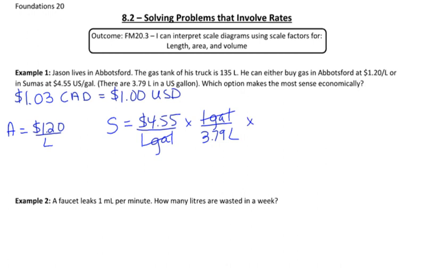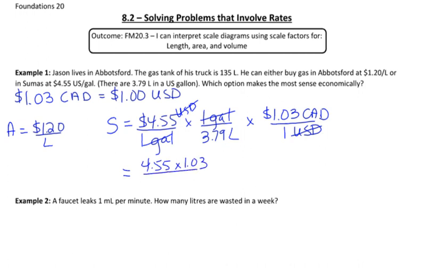And we also need to change currency, so times $1.03 Canadian is to 1 US dollar. So US cancels. This is US. In the end, that's just showing all of our conversions at once. So I will have $4.55 times $1.03 per 3.79 liters.